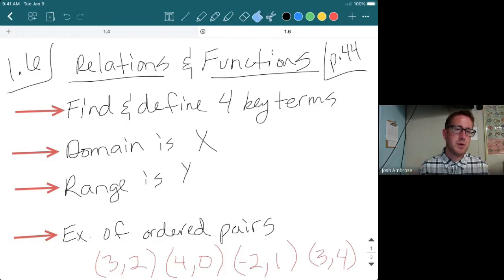Let's jump into our notes for today. We are looking at chapter 1, section 6, so 1.6, relations and functions. Make sure that everyone is on page 44 right now, okay? So we have quite a few notes to go through, but not a whole lot of example problems, so it'll kind of even itself out. The example problems will go quick, okay?